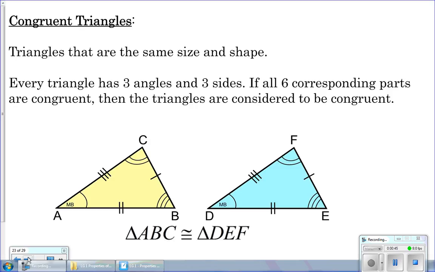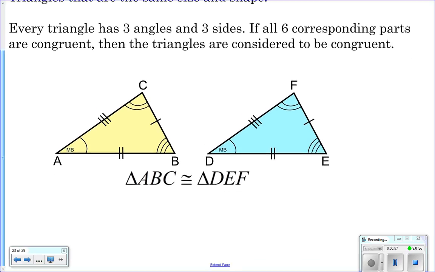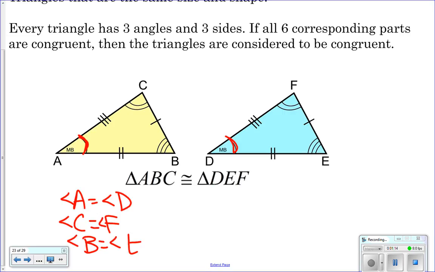So it's saying here, every triangle has 3 angles and 3 sides. If all 6 corresponding parts are congruent, then the triangles are considered to be congruent. So if we take a look here at these triangles, if we know that these are congruent triangles, that means that angle A must be equal to angle D. So we literally know angle A is equal to angle D. Same thing, angle C must be equal to angle F, and angle B must be equal to angle E.